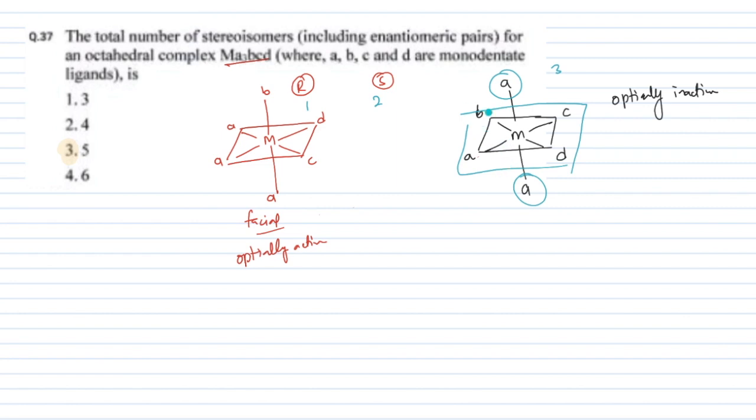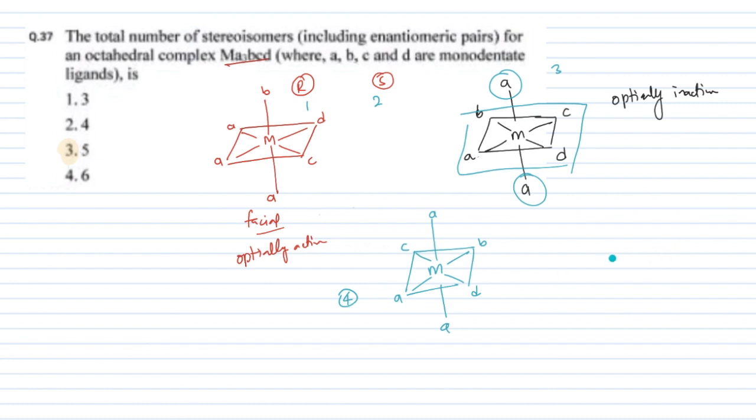Now you can just play around with the positions of B, C and D and create the other isomers also. Keep the A as they are. Let this be M and keep your A in the same positions. Now just change the ligand which is trans to A. Earlier it was C, now I'm keeping B here, and C and D I can keep as they are. So this is going to be my fourth isomer.